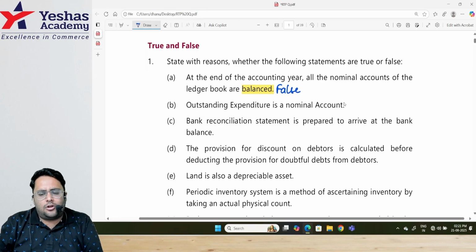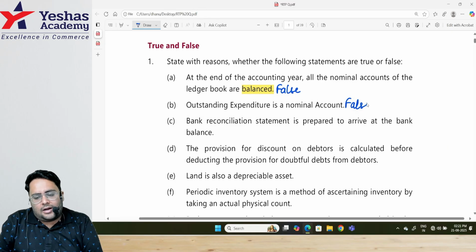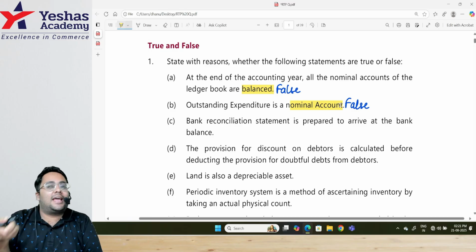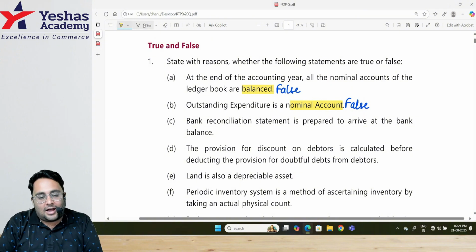Outstanding expense is a nominal account. False. Outstanding expense is a liability as per your modern approach. In the traditional approach, it is a nominal account, so you should say representative personal account.